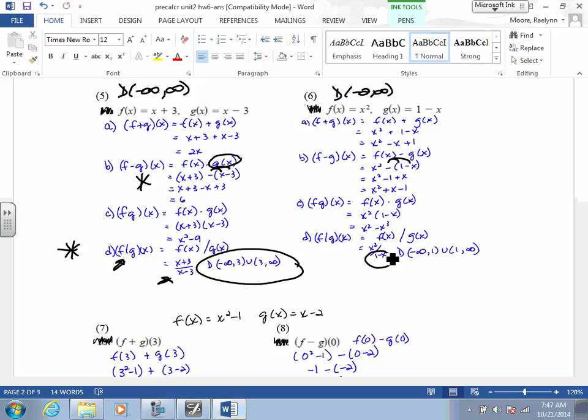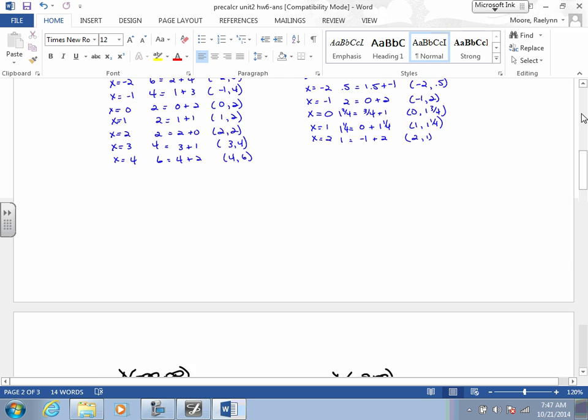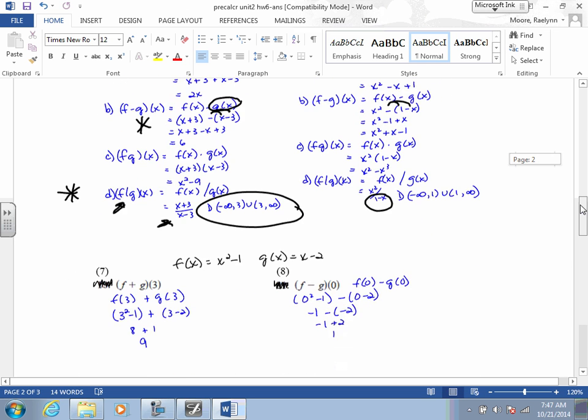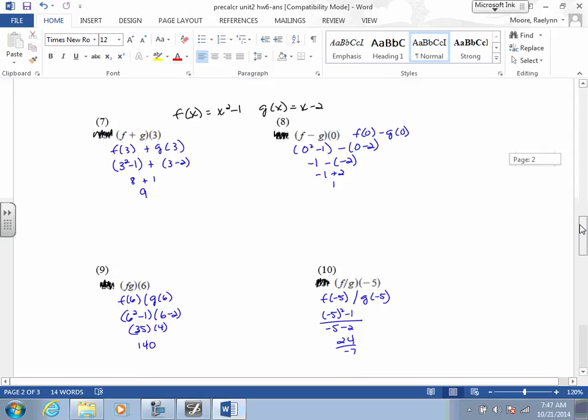Good? It's the same process as taking it from your graph. You just have to plug it in. These are different when I do this.